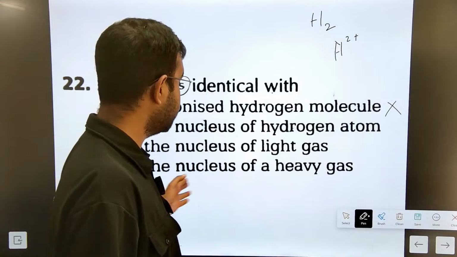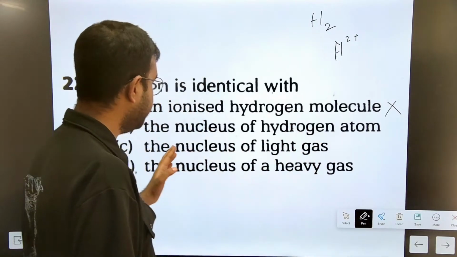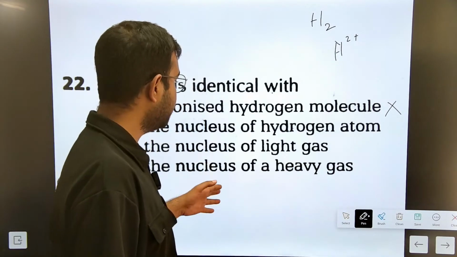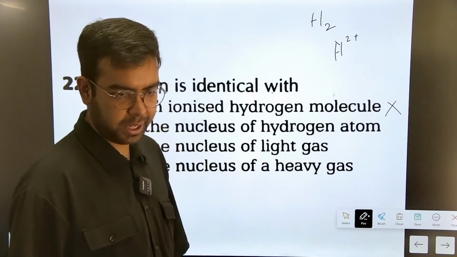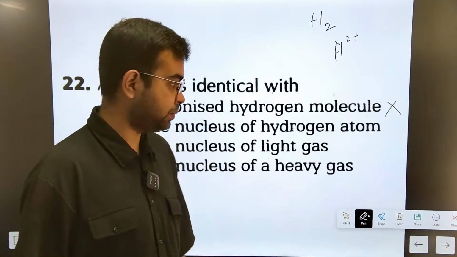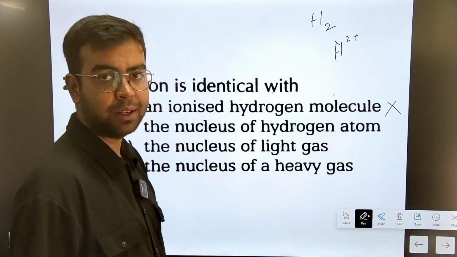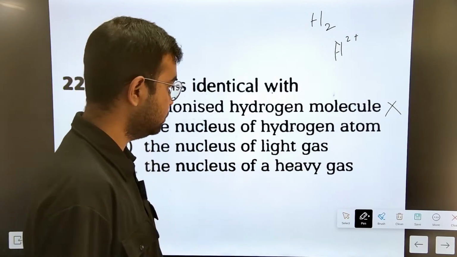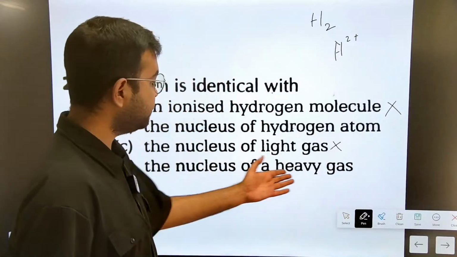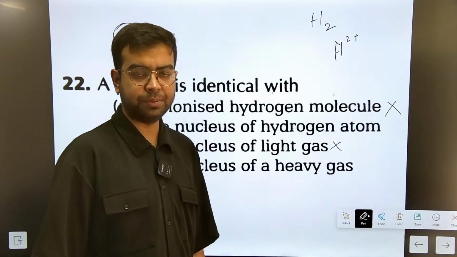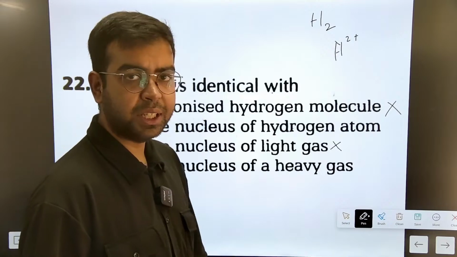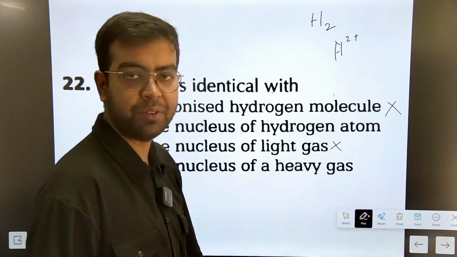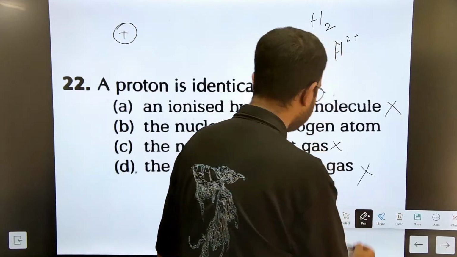Nucleus of a light gas or nucleus of a heavy gas you can eliminate just like that. Because a nucleus of a light gas, say helium is a light gas. The nucleus of helium has two protons. ठीक है? Nucleus of helium has two protons. और ये तो एक प्रोटॉन अकेला है. So it is not same as the nucleus of a light gas also. This is also wrong. Nucleus of a heavy gas. Heavy gas, say oxygen. Oxygen का nucleus also does not have one proton, it has more than one proton. So it is not identical to the nucleus of a heavy gas also. This is also wrong.